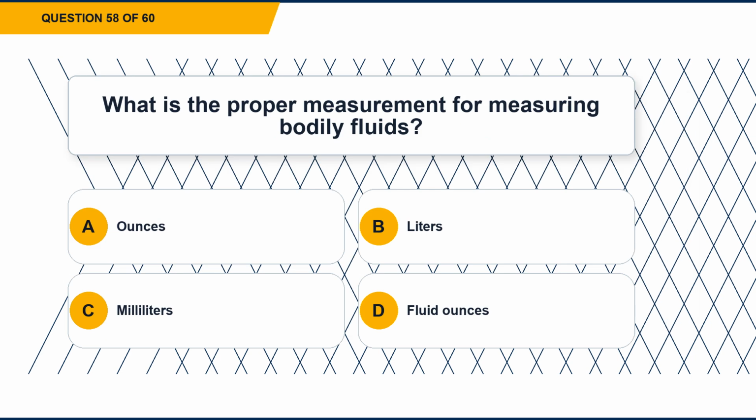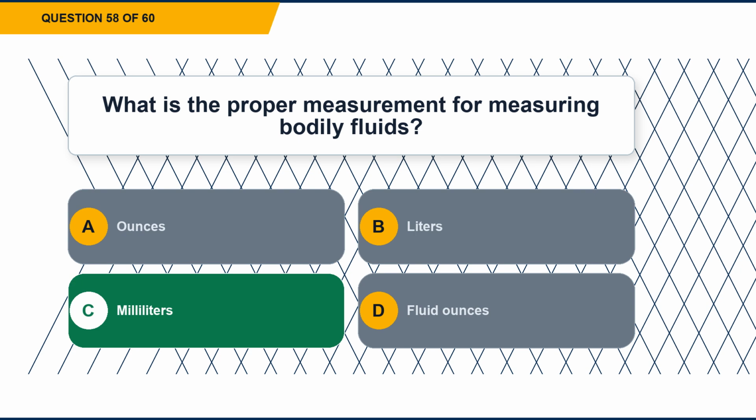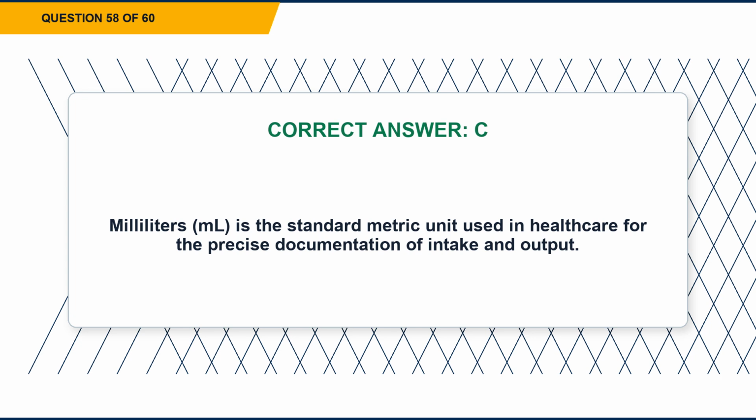Question 58. What is the proper measurement for measuring bodily fluids? Option A, ounces. Option B, liters. Option C, milliliters. Option D, fluid ounces. The correct answer is option C, milliliters. Explanation: milliliters, mL, is the standard metric unit used in healthcare for the precise documentation of intake and output.